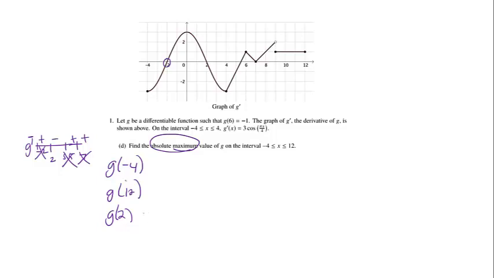All right, g of negative 4 we found from part B, and that was equal to 1. And then g of 2 we found from part C, which was 4.820. And then g of 12, we get to go ahead and set it up like we were doing on the other one. So the integral from 6 to 12 of g prime is going to equal g of 12 minus g of 6. All right, so we want to find the area under the curve from 6 to 12.